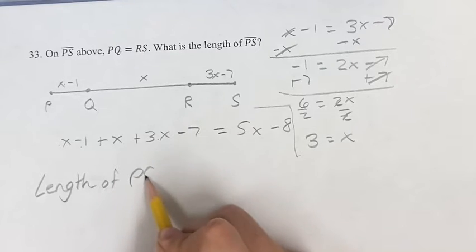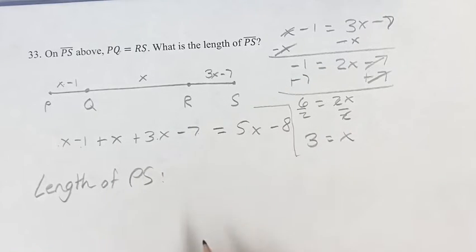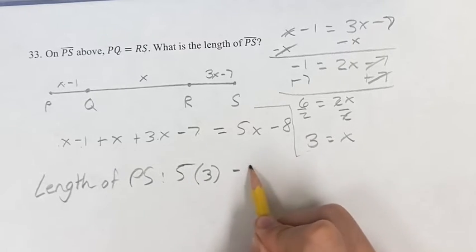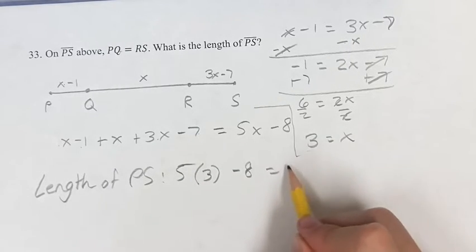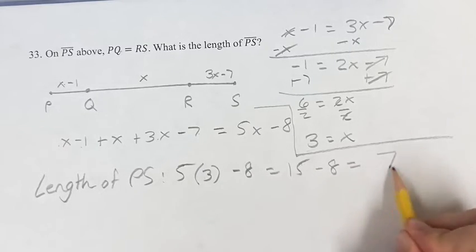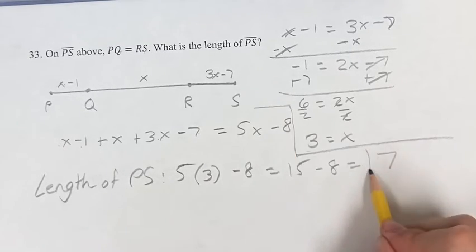of PS is 5x minus 8. So that's 5, and then we know x is 3, so it's 5 times 3 minus 8. 5 times 3 is 15, minus 8. 15 minus 8 is 7, so the length of PS in total is 7.